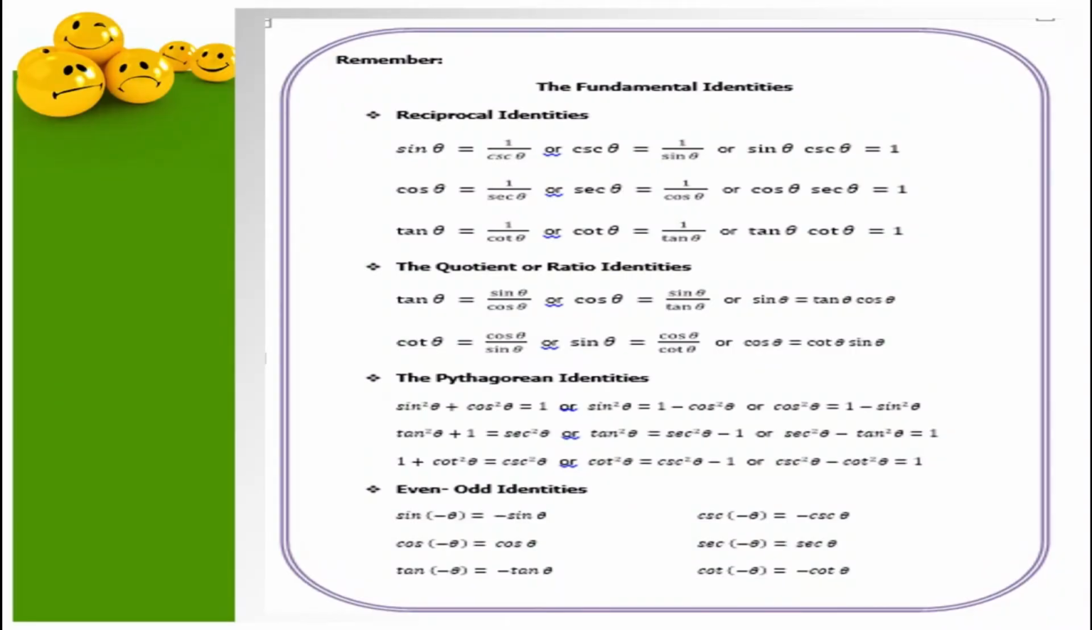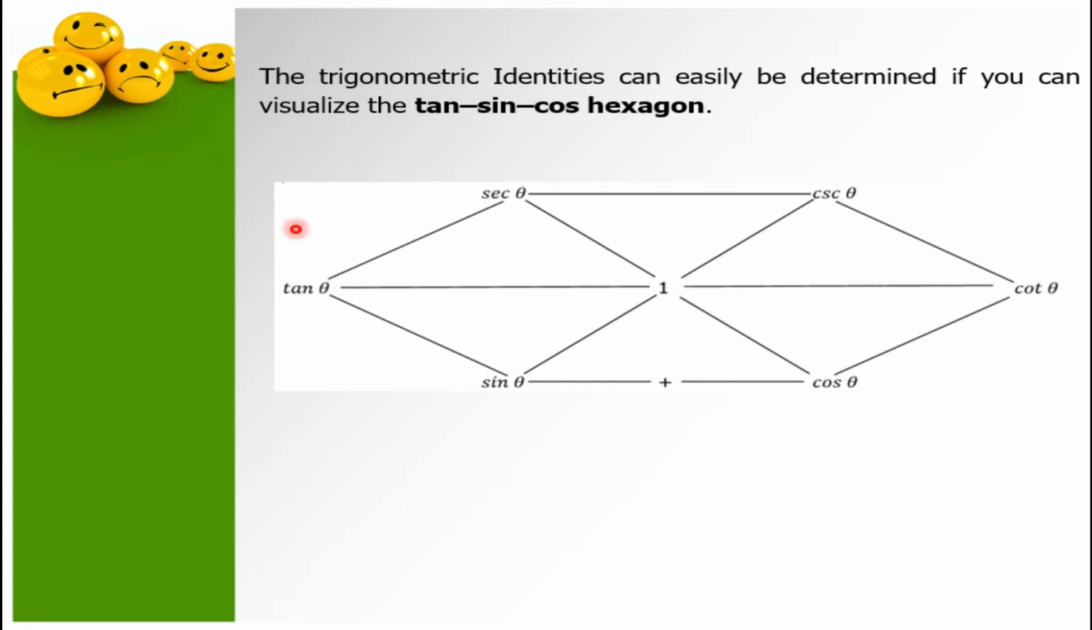Nahihirapan po ba kayo sa pag-memorize ng mga fundamental identities ng trigonometry? Kung oo, meron po tayong sagot sa problema niyo mga boss. Ito po yung tangent-sine-cosine hexagon. The trigonometric identities can easily be determined if you can visualize the tangent-sine-cosine hexagon. Ito po yung illustration nito mga boss.